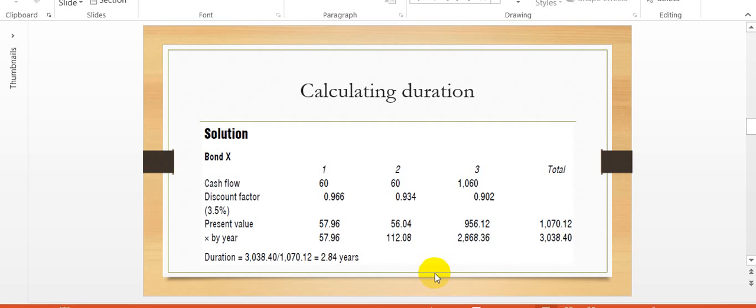We now divide the result in step 2 by the result in step 1 to give us our duration of 2.84 years.